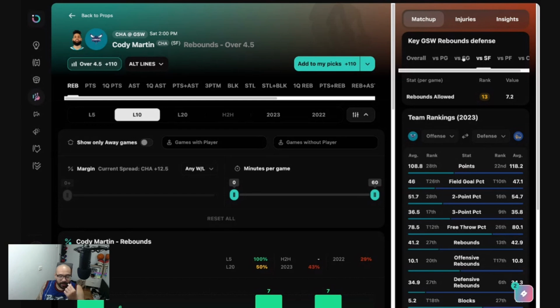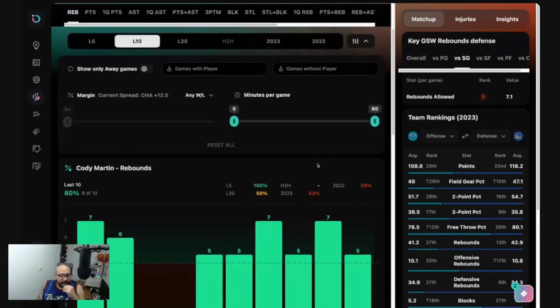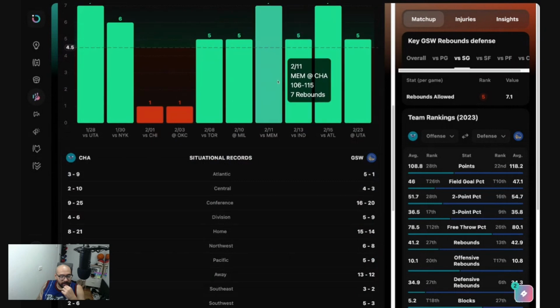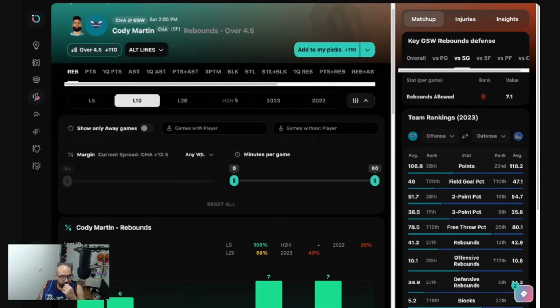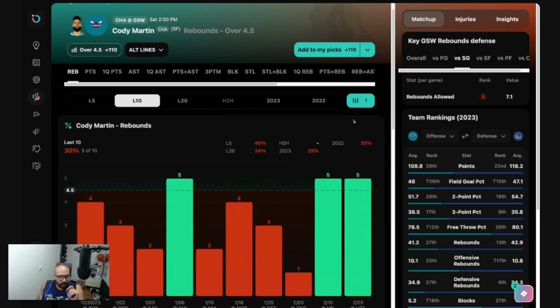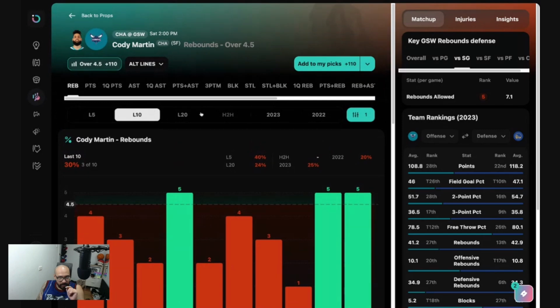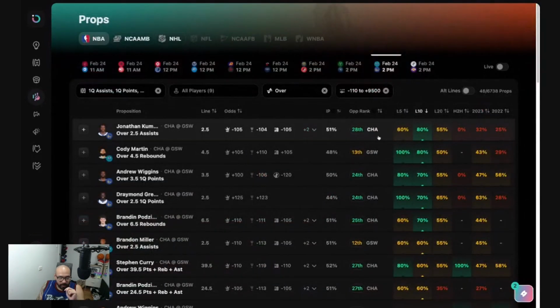But let's talk a bit more about Cody Martin. In terms of the matchup, we're looking at shooting guards and small forwards. A somewhat difficult matchup. He's hit this in 8 of his last 10 games, so recent form is good. He's hit this in 6 games in a row now. So that's good. He doesn't have a head-to-head matchup with the Golden State Warriors, so that makes it a little bit more difficult to ascertain. And looking at away games, he's hit this in 3 of his last 10 games on the road. So that makes me quite hesitant to take it. So I won't be taking Cody Martin in this one.